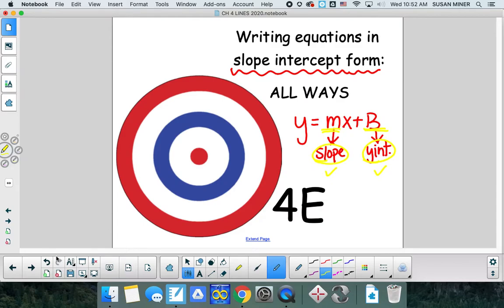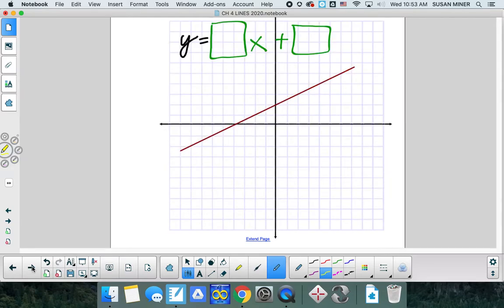So a good place to start is just writing out y equals blank x plus blank. That's what I want my equation to look like at the end. That's my answer. In order to get my answer, I need to find the slope and put that number here, and I need to find my y-intercept and put that number here. So that's where we're going to start.